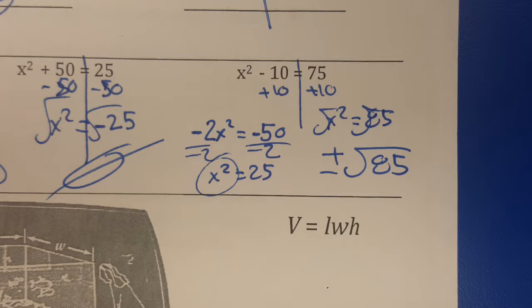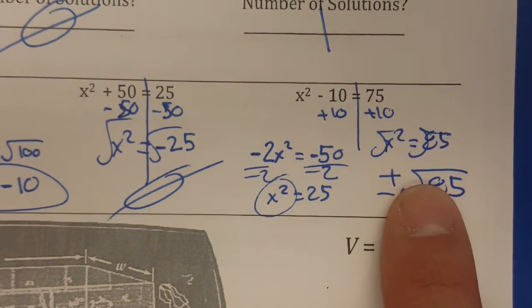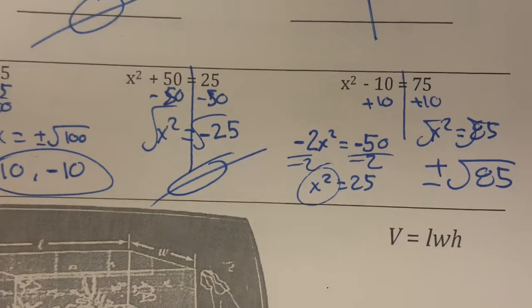All right, that's how you solve with square roots. Treat it like regular algebra. Do your steps, remove the weakest things first, and then square root at the end. You're going to get 2 answers if it works. You're going to get no answers if it does not work.